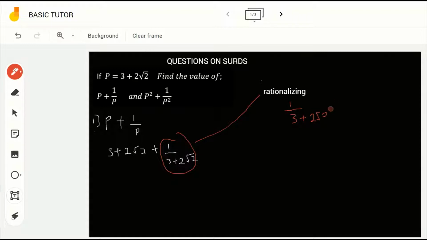We multiply the numerator by 3 minus 2 root 2, and we multiply the denominator by 3 minus 2 root 2. This is called the conjugate of 3 plus 2 root 2. So 1 times 3 minus 2 root 2 gives us 3 minus 2 root 2.